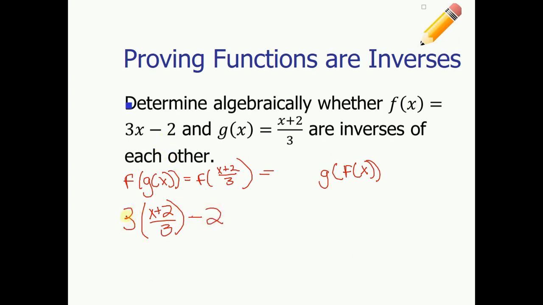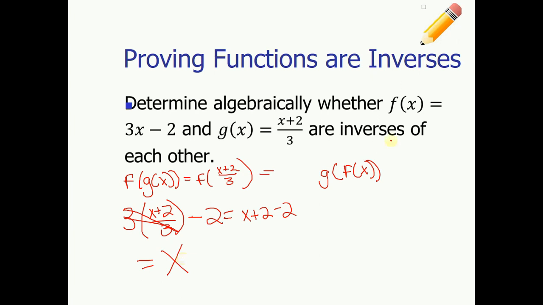So I have 3 times that, and then I'm going to divide by 3. Ultimately, this 3 and that 3 are going to cancel off, because this is just multiplication and that's just division. So I'm going to be left with x plus 2, and then we've got this minus 2 hanging out. These are going to cancel each other, and you're left with x for f of g of x. That's good. We want just an x to be left behind.